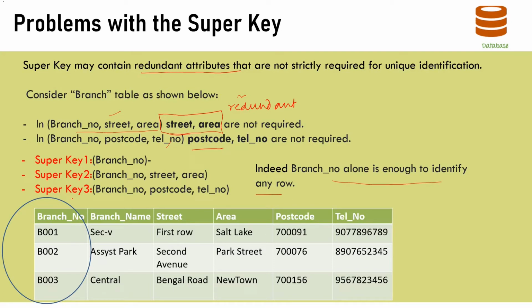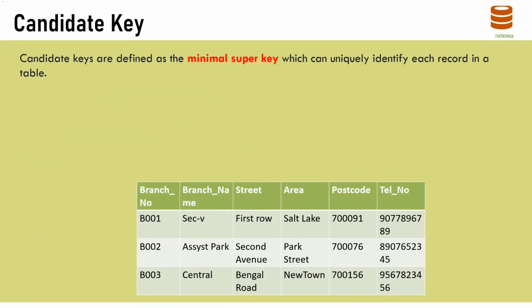There is no need to include street, area, postcode, telephone number, etc. So what I can say is that with a super key, I cannot proceed much because a super key may contain some redundant attributes. So let's see how we can have another key which will have all the features of a super key as well as try to remove the redundancy in it. Yes, there is a solution, and the solution is the candidate key.